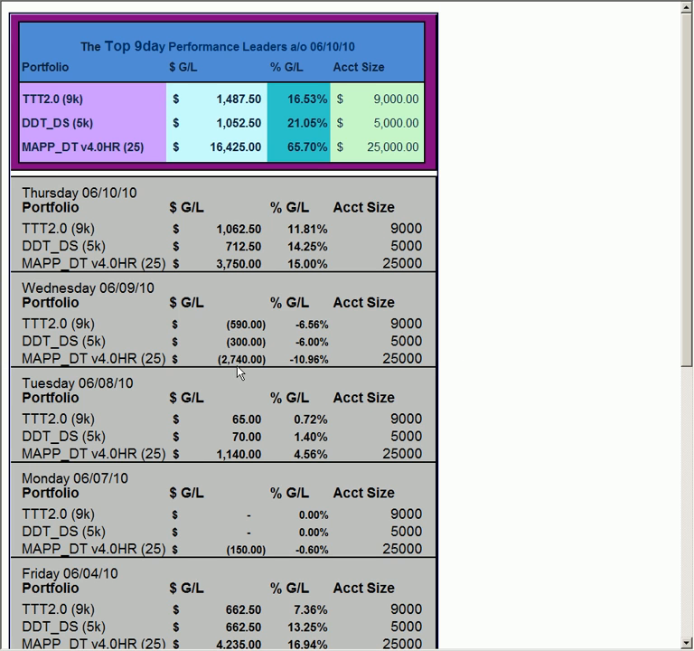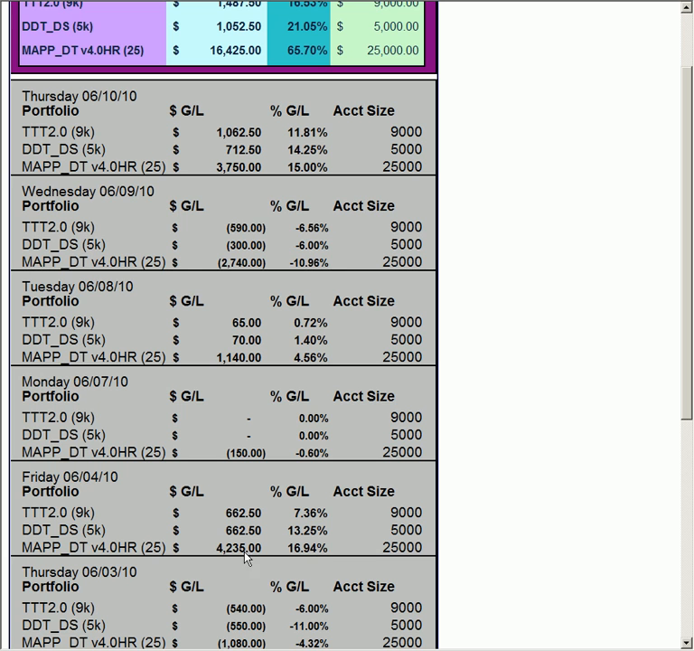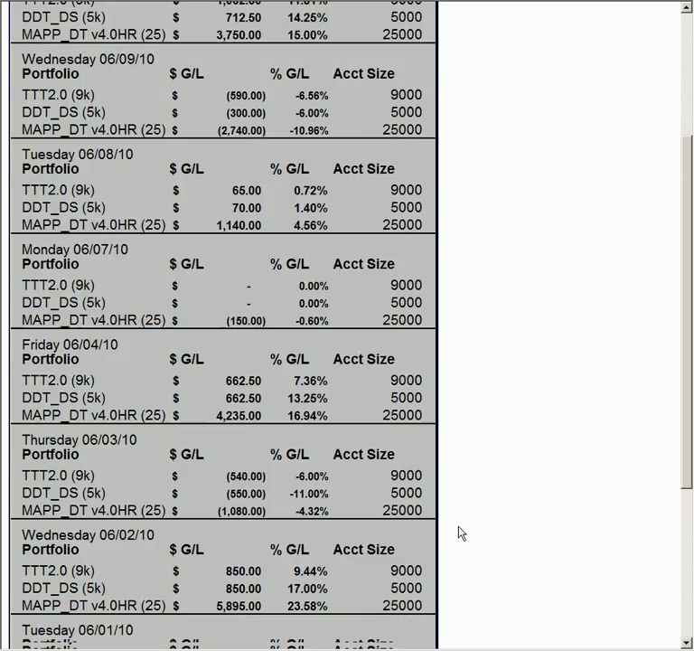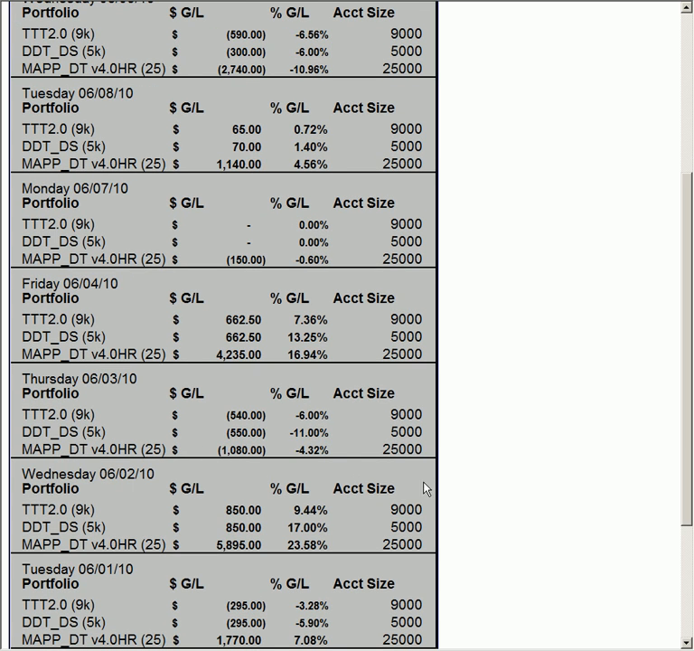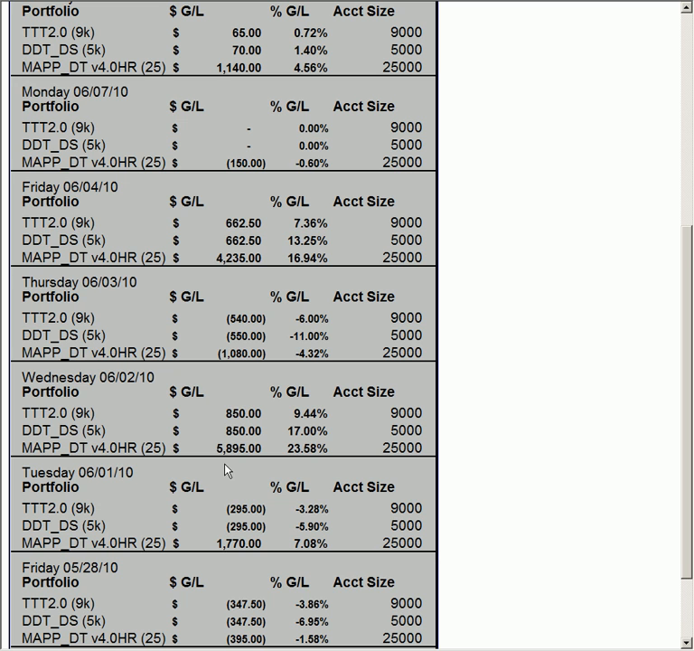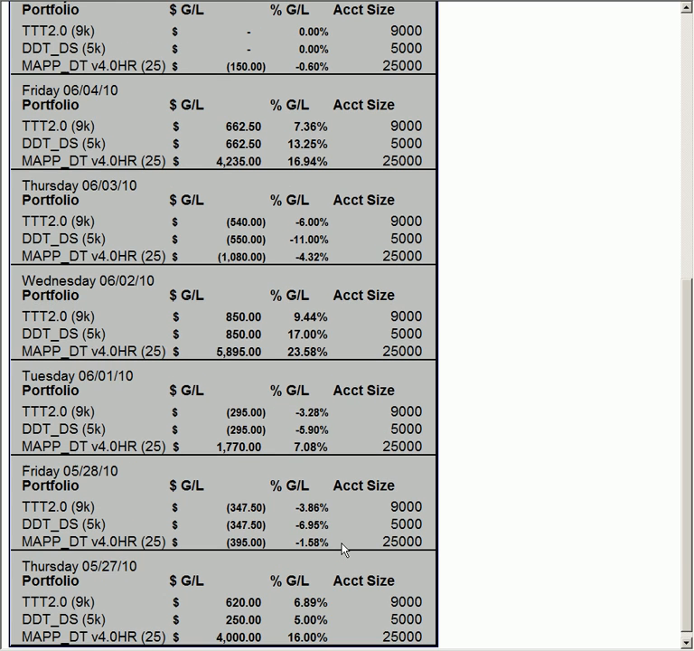As you can see, lost $27.40 on Wednesday, gained $11.40 on Tuesday, dropped $150. This was impressive. Gained $4,235 last Friday, and then just gave back $150 on the following day. Isn't that amazing? $1,080 was the loss on the Thursday prior. $58.95 was the gain on the 2nd of June. $17.70 was the gain on the 1st of June. Just a $395 loss after a $4,000 gain coming in at the end of May.